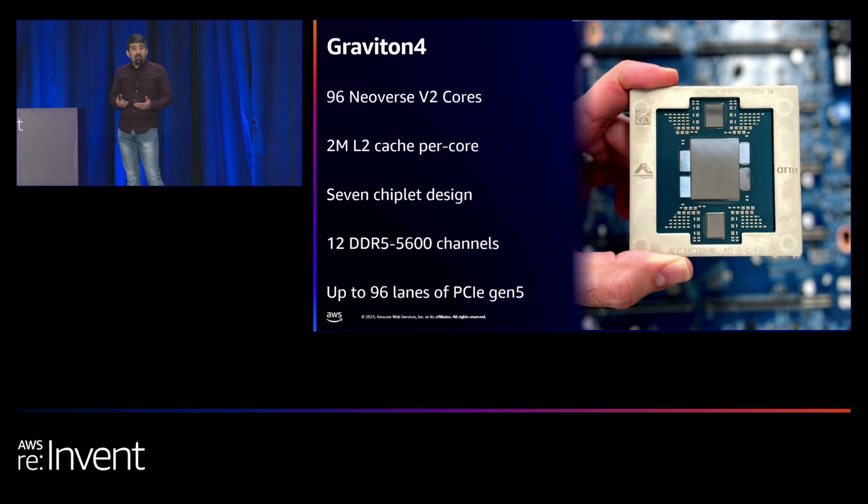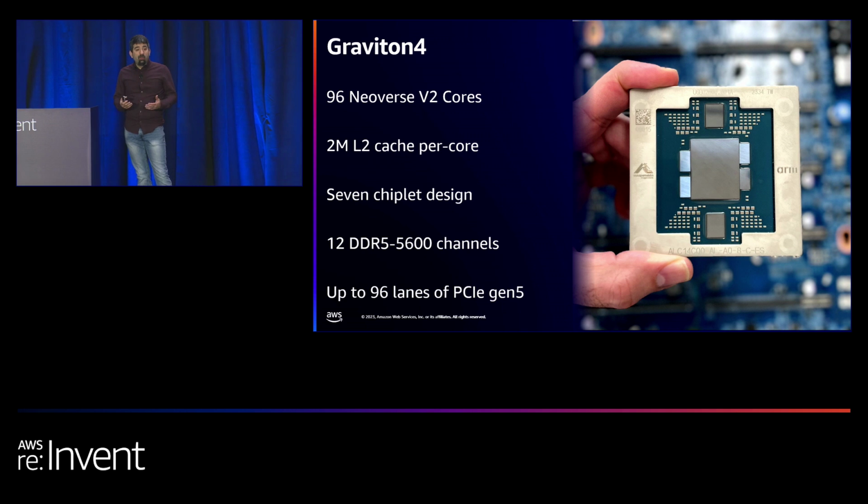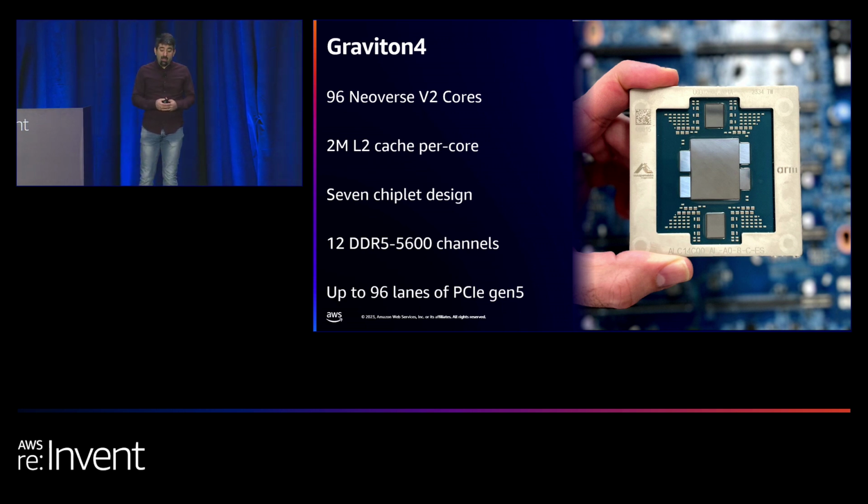Just like Graviton 3, there's a 7-chiplet design with a core die, 4 DRAM dies, and 2 PCIe dies. With more cores, we of course needed more memory bandwidth. And so Graviton 4 has 12 DDR5 5600 channels. That's the fastest DDR5 memory we have in EC2. And up to 96 lanes of PCIe to give us lots of options for instance sizes and different connectivity.